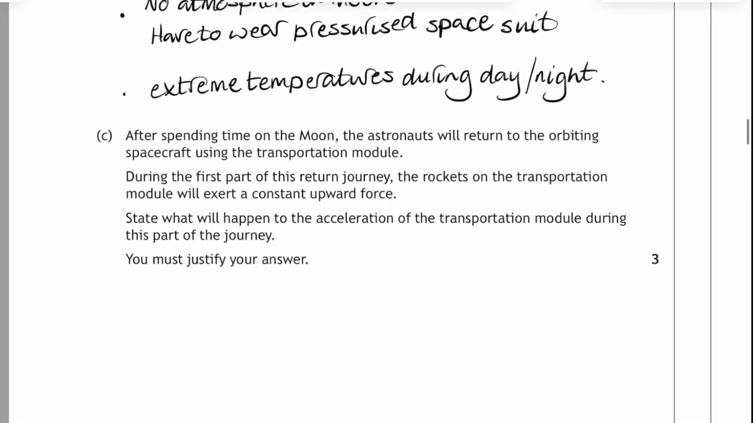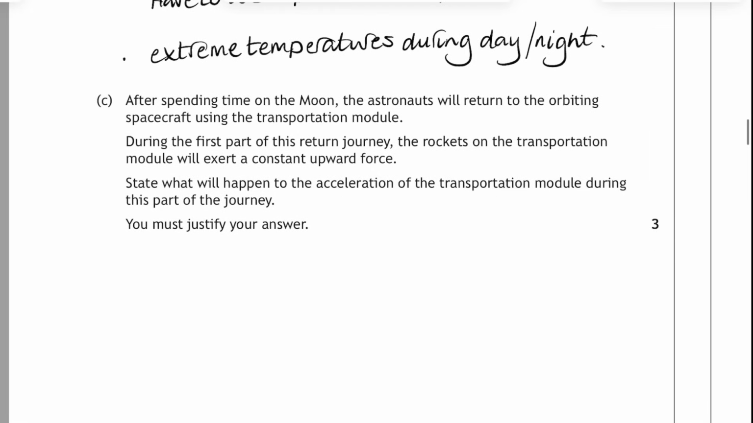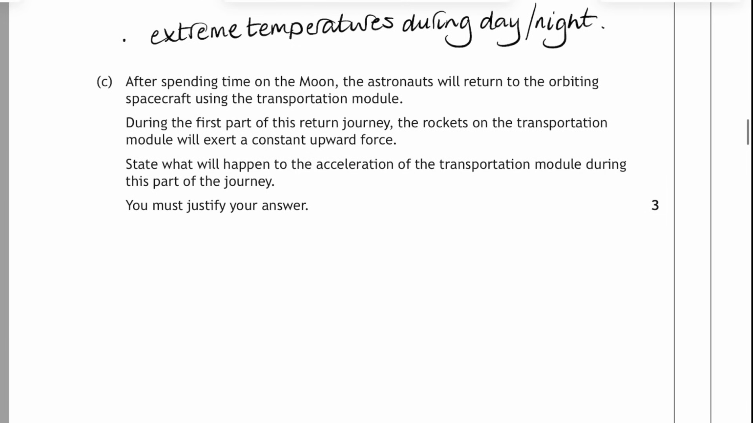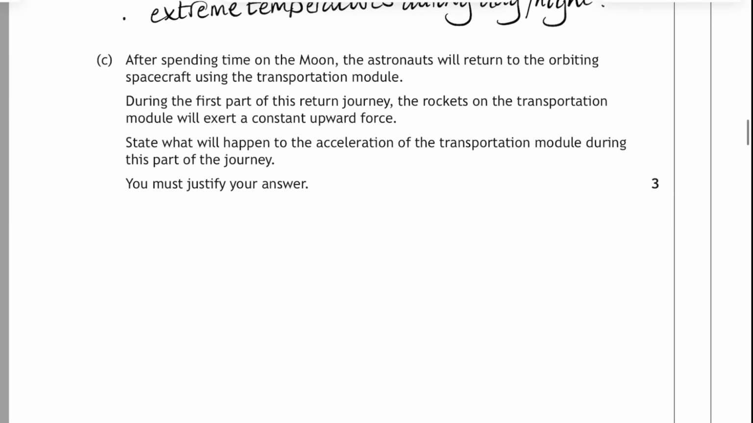And in part C, after spending time on the moon, the astronauts return to the orbiting spacecraft using the transportation module. During the first part of the return journey, the rockets on the transportation module exert a constant upwards force, and we have to state what would happen to the acceleration during this part of the journey. And then it says, you must justify your answer.